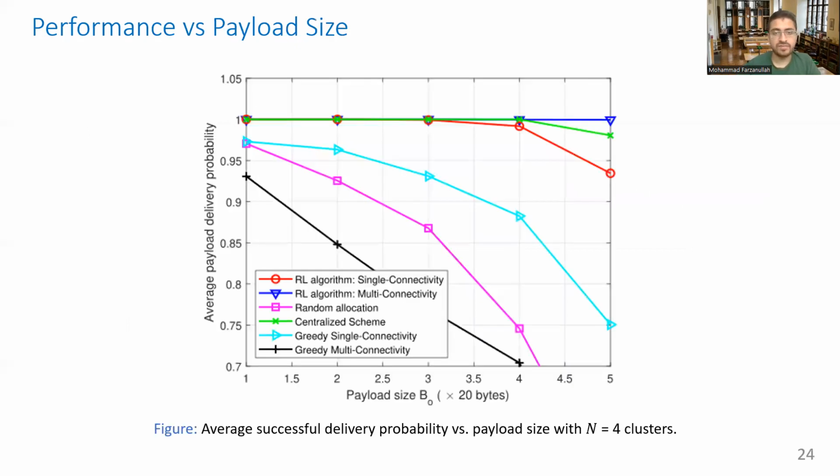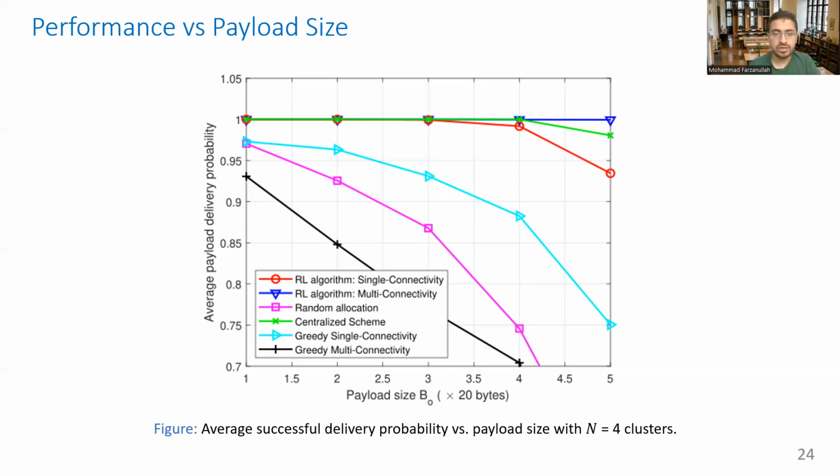Over here, we compare our performance while we vary the payload size for 4 clusters. It can be seen that our proposed algorithm achieves a payload delivery probability of 1 for payload sizes up to 60 bytes, and it achieves more than 0.999 for up to 100 bytes, and outperforms both the centralized algorithm and single connectivity MARL.